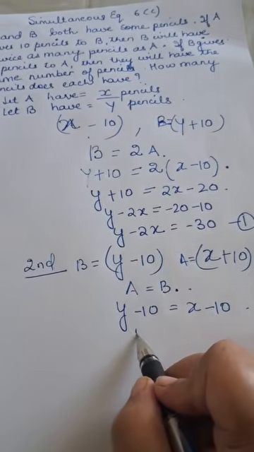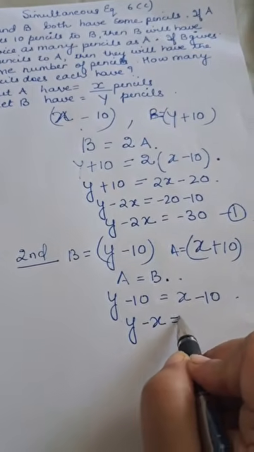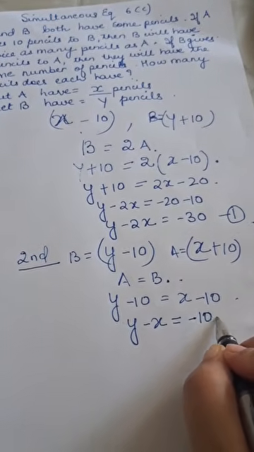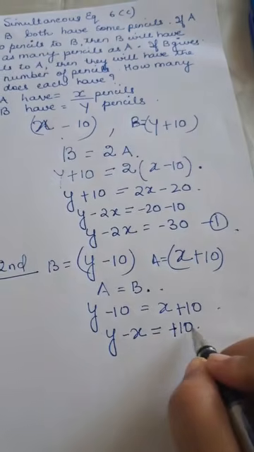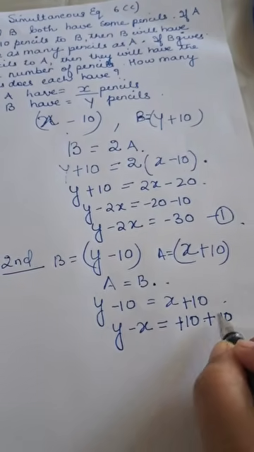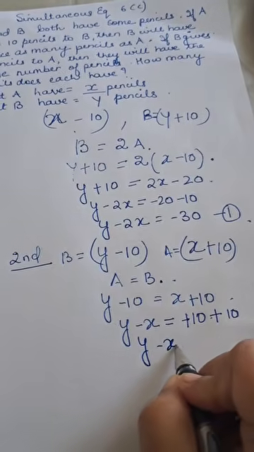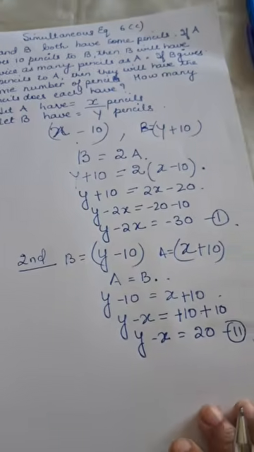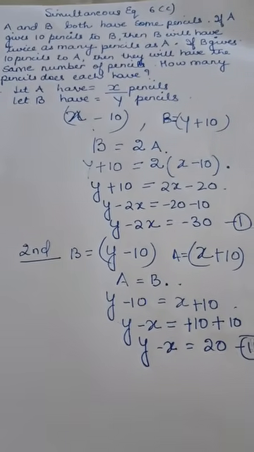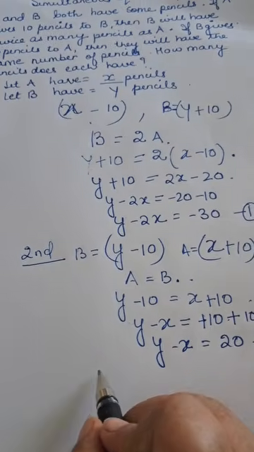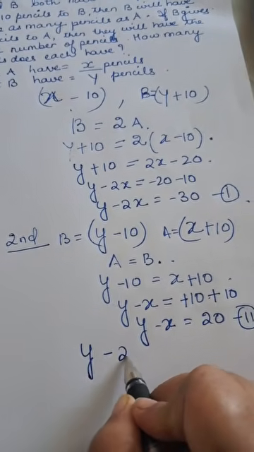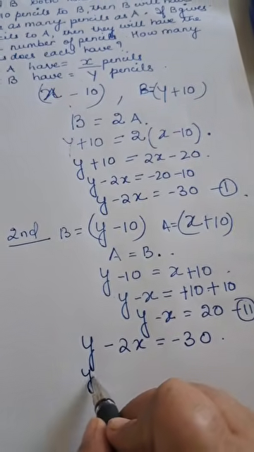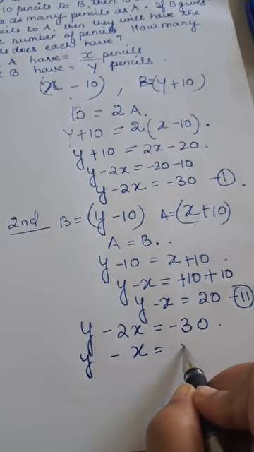Again we will solve it, get all the variables on one side and all the constants on the other side. This is plus 10 plus 10, so y minus x turns out to be 20. This is your equation 2. Now we will solve equation 1 and equation 2. Let's write it down: y minus 2x is equal to minus 30 and y minus x is equal to 20.